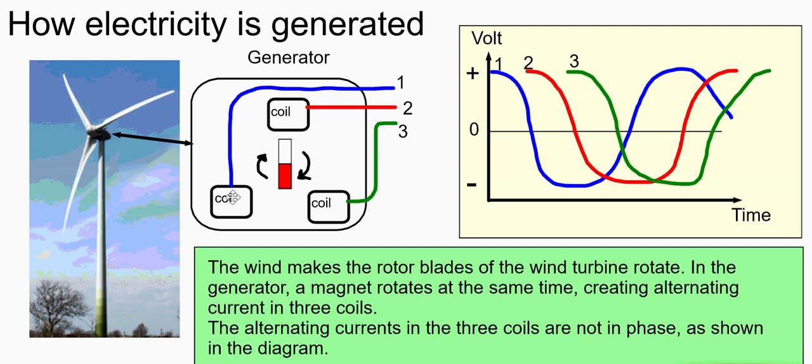Since there are 1, 2, 3 separate coils, 3 different waves of currents are created. These are called phases, and they are slightly out of step with each other. These are the 3 phases that we will follow all the way to the house. So number 1, 2, and 3 we will follow.